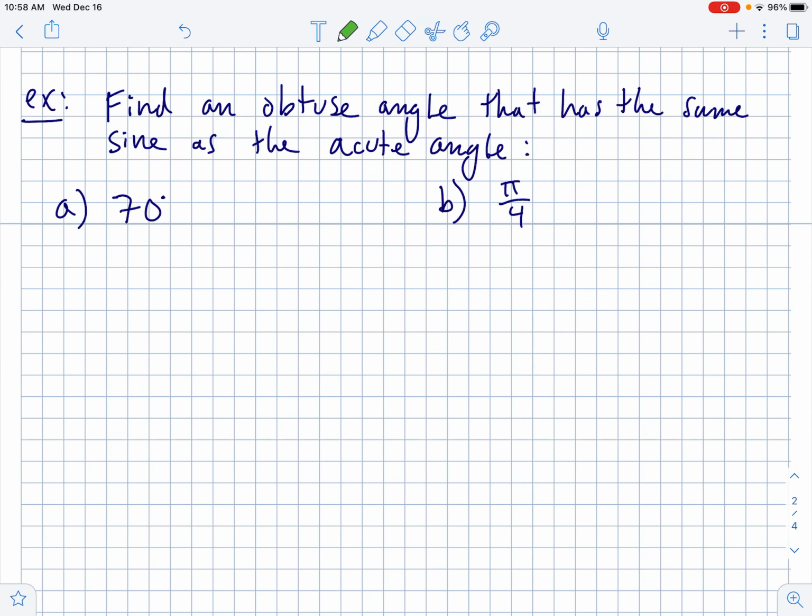Example: find an obtuse angle that has the same sine as the acute angle, and we're going to do 70 degrees and pi over 4. Generally for unit circle problems, I do a quick sketch of a circle for every single one. So, cool circle. Okay, I'll start here. 70 degrees is somewhere about here. That's about a 70-degree rotation.